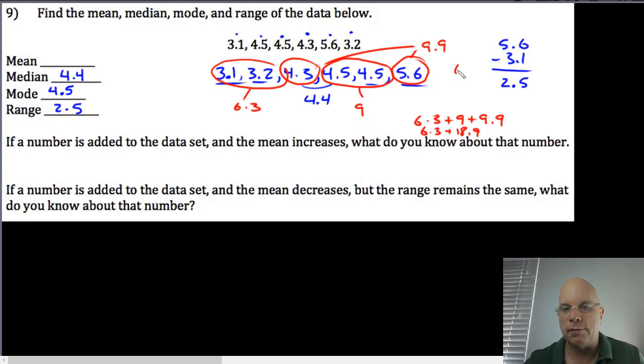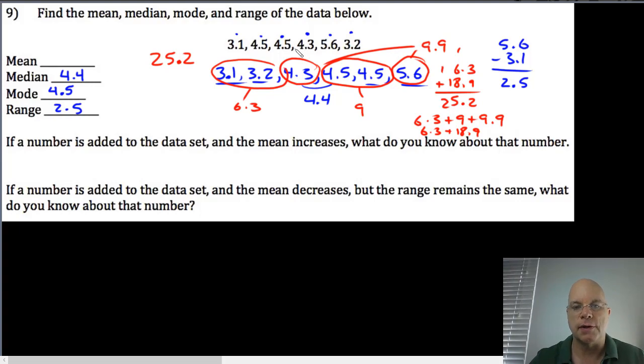And 6.3 plus 18.9, lining up the decimals. 3 and 9 is 12, carry the 1. Line up a decimal in my sum. 8 and 6 is 14, and 1 is 15, carry the 1. 1 and 1 is 2, so I have 25 and 2/10 is my total sum of all the numbers.